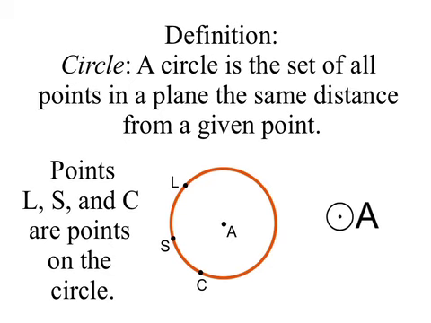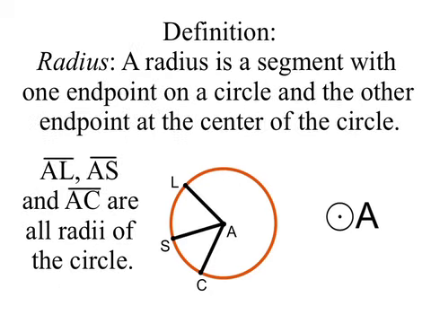And now I've placed and labeled 3 points around the circle, points L, S, and C, and they are points on the circle. And if we connect those points to the center, we have 3 radii. A radius is a segment with one endpoint on a circle and the other endpoint at the center of the circle. AL, AS, and AC are all radii of this circle.